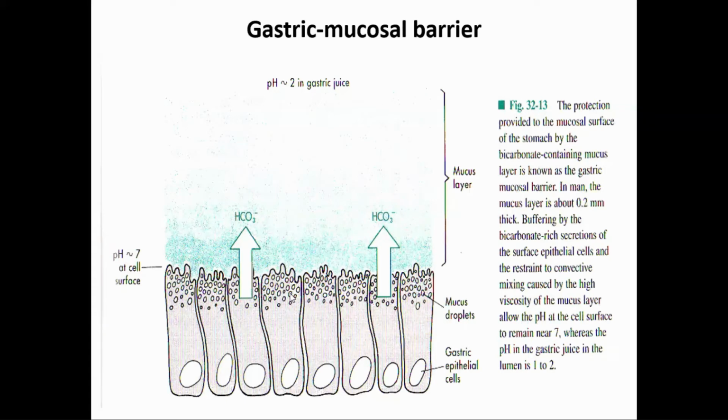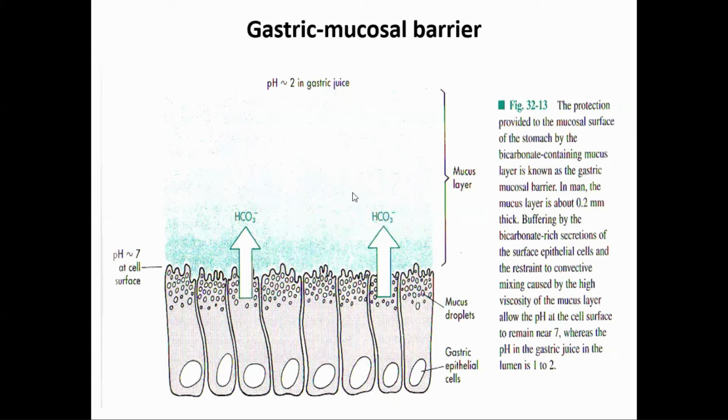So if there are some conditions that destroy this barrier, let's give an example. If you are taking high doses of NSAIDs, if you consume a high amount of NSAIDs, then this layer will be destroyed. So there will be the chances of suffering from gastric ulcer.